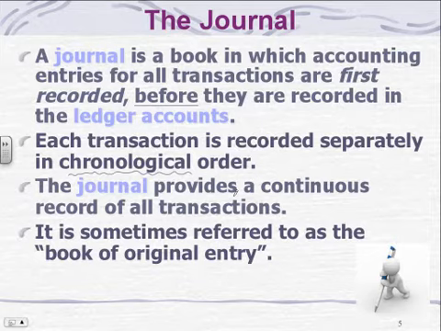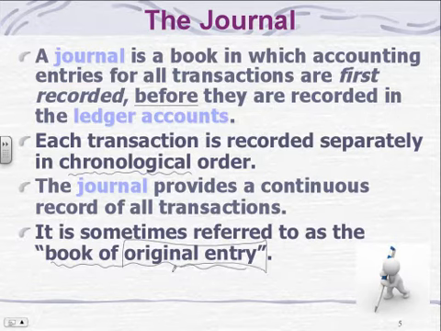The journal provides a continuous record of all transactions. Just like a journal or a diary would be a record of someone's life and feelings, a journal is a record of all the transactions for a business. And it is sometimes referred to as the book of original entry because it is the first place where we should record all transactions. Okay, so a journal entry is a business transaction. Each business transaction is one journal entry.